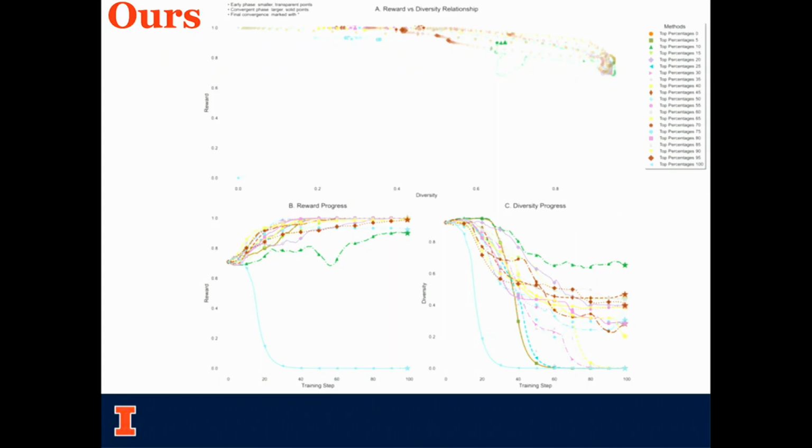And looking at our experimental result, we can see that our method can effectively balance the reward optimization and the diversity. And you can see the convergence points. Most of the convergence points of our method converge to a very high, optimal reward at 1, while maintaining a high diversity.